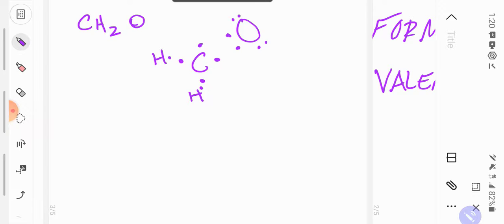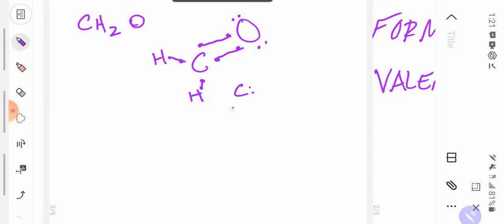Hydrogen only wants to share 1 electron because it only has 1 orbital, an s orbital, and the max on that is 2. So since it only needs to share 1, we're only going to draw 1 line. Oxygen has a valence of 6. If it wants to get to 8, it's got to share 2 electrons because 6 and 2 is 8. So to finish that off, we're going to draw 2 lines between carbon and oxygen. But that's not what we're here to practice. We're here to practice formal charge.